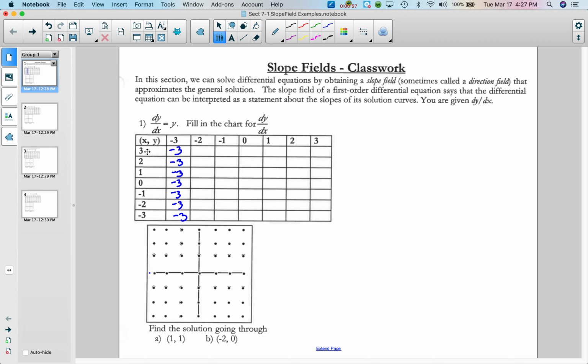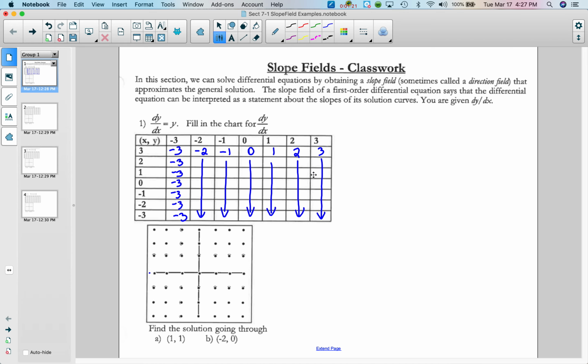Then here, (3, -2), it's just determined by the y value. So I don't want to rewrite them all. I'm just going to draw an arrow. This one is going to be negative 1, 0, 1, 2, and 3. So that's not so bad, but now we have to plot all those points.